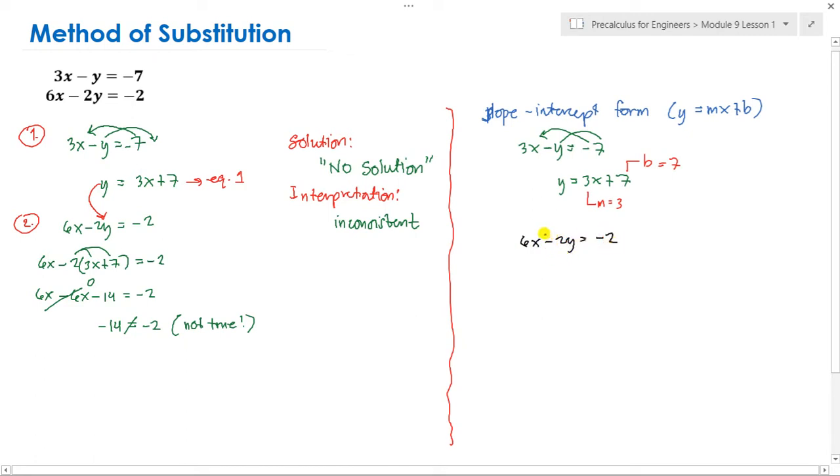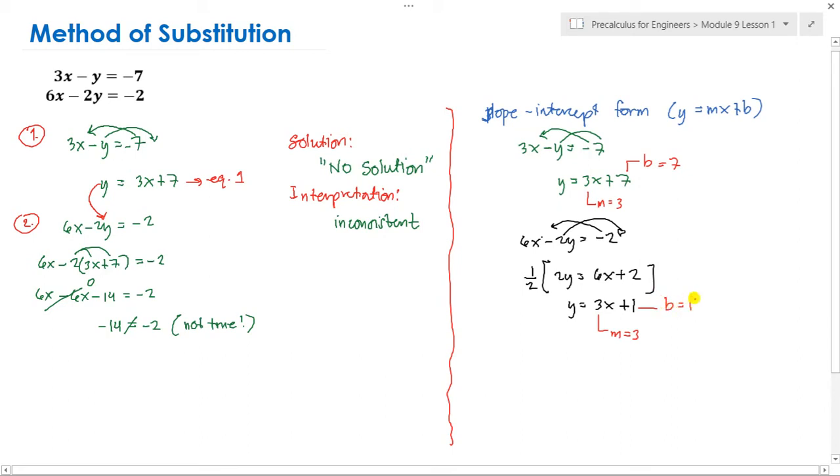Solving for y, we transpose the y to the other side and the negative 2 to the other. So we now have 2y is equals to 6x plus 2. Now I'm going to multiply both sides by 1/2, so that would be y is equals to 6 divided by 2 is 3, so that is 3x plus 1. So here, m is equals to 3, and the y-intercept b is equals to 1.